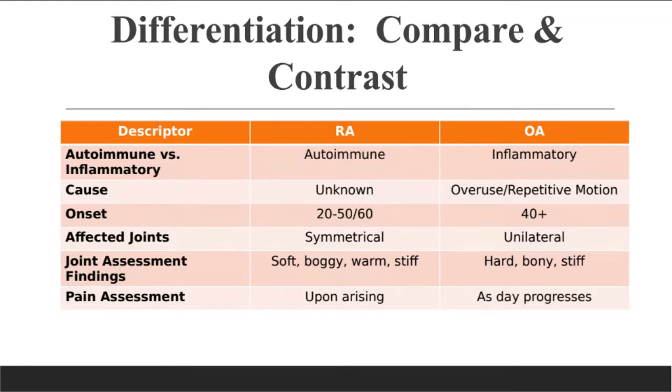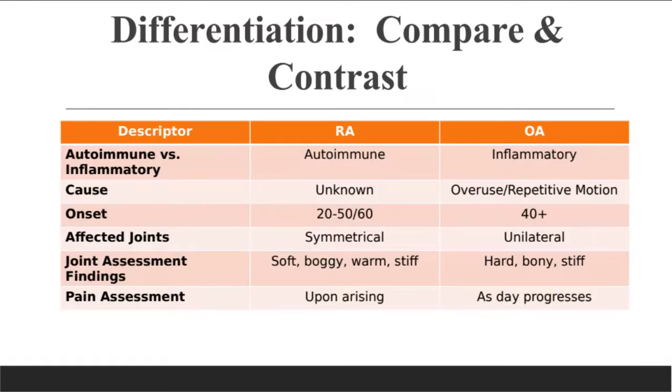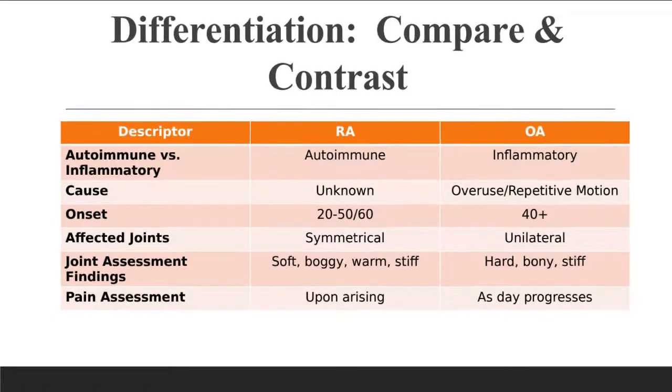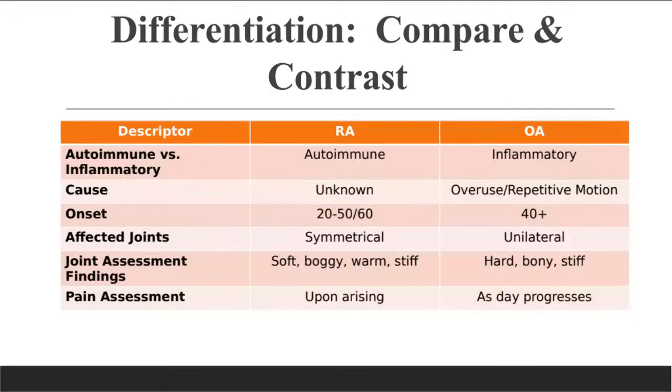When you palpate the joint, it will feel very different in rheumatoid arthritis compared to osteoarthritis. In osteoarthritis, individuals develop osteophytes, which is the overgrowth of bone. So when you palpate that joint, you're going to feel that bony prominence, and it's going to be hard, and that joint's going to be stiff. Whereas in rheumatoid arthritis, that joint is going to be soft and warm, and it's going to be boggy, kind of squishy, if you will, and the joint is also going to be stiff.